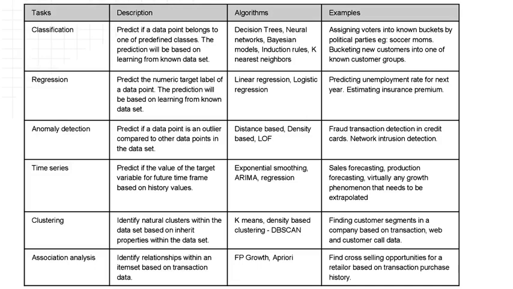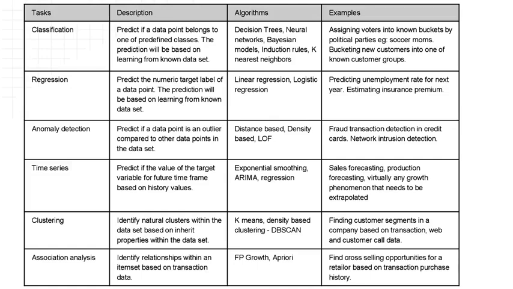Another task is anomaly detection. This kind of algorithm is used to predict if the data point is an outlier compared to other data points in the data set. So that is like the odd one out. It defines what is the odd one out in a data set. The algorithms which are used are distance based, density based, LOF. And the best example to use this algorithm is fraud transaction detection in credit cards.